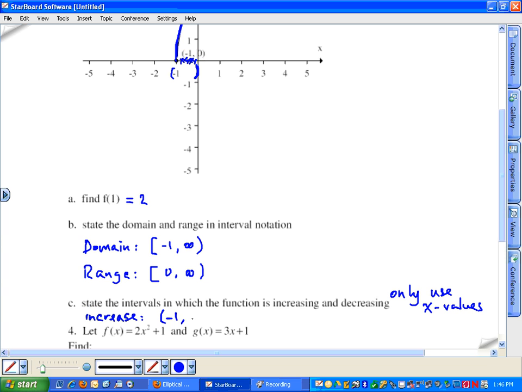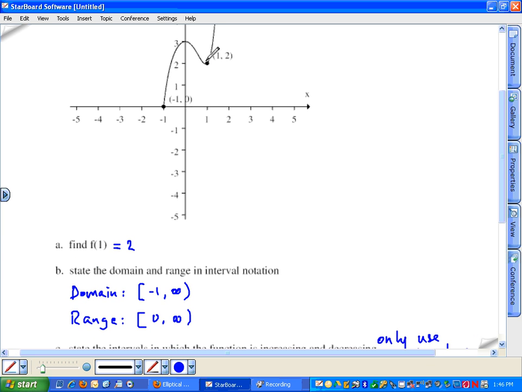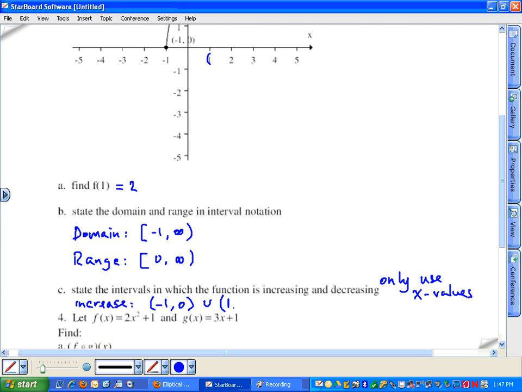is between -1 and 0, and there's another increasing interval. Take a look starting here all the way up to infinity. Starting here, the y values begin to increase, they get larger. So the x value where that starts to happen is 1, and it continues to increase as x approaches infinity. So from 1 to infinity.